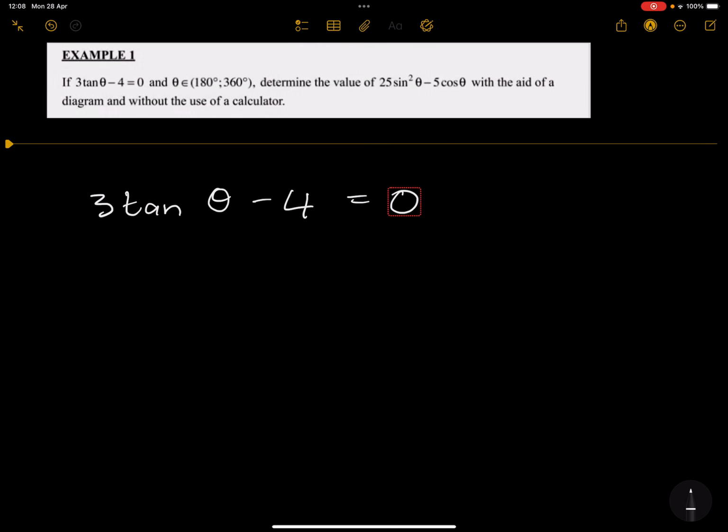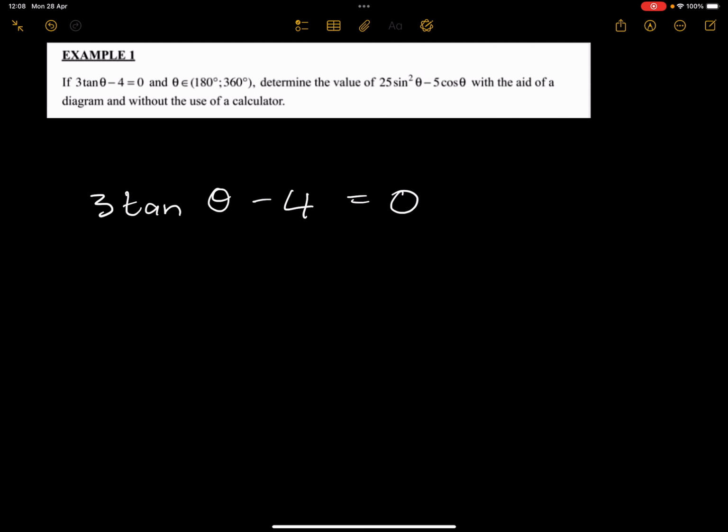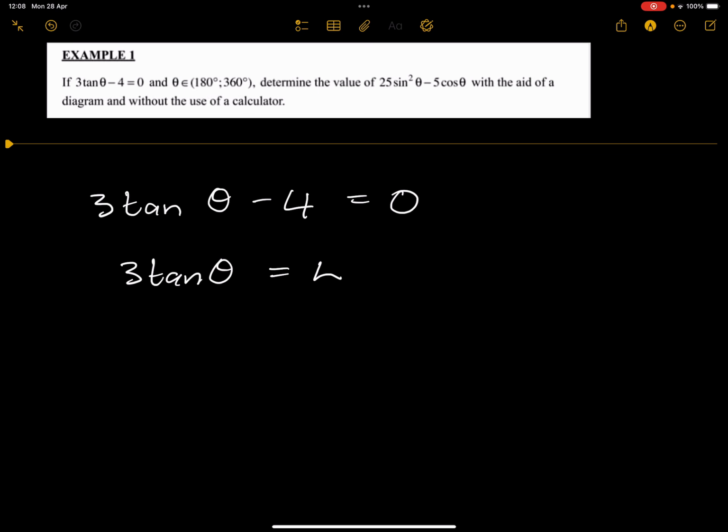So if we take that, let's switch this off again. Right, so 3 tan theta minus 4 equal to 0. So we've got 3 tan theta is equal to 4. And of course, to isolate, we are going to divide both sides by 3. And so tan theta would give us 4 over 3. But remember, what is tan theta? That is y over x.